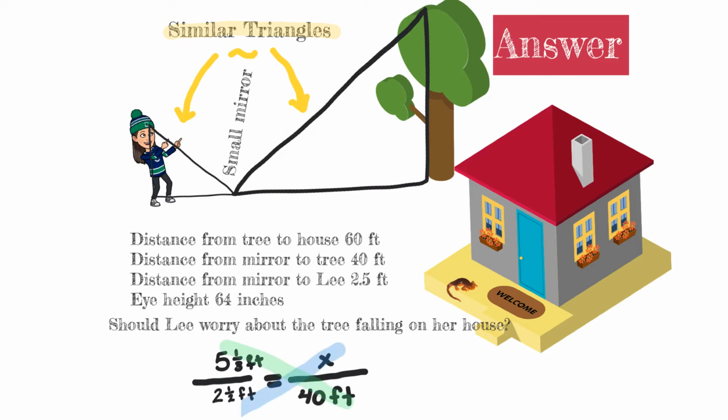So by using cross products, I'm going to go 5 1/3 times 40, and that's going to equal 2.5 times x. All I need to do at this point is solve this equation for x. The solution to this equation is going to be x equals 85 1/3 feet.